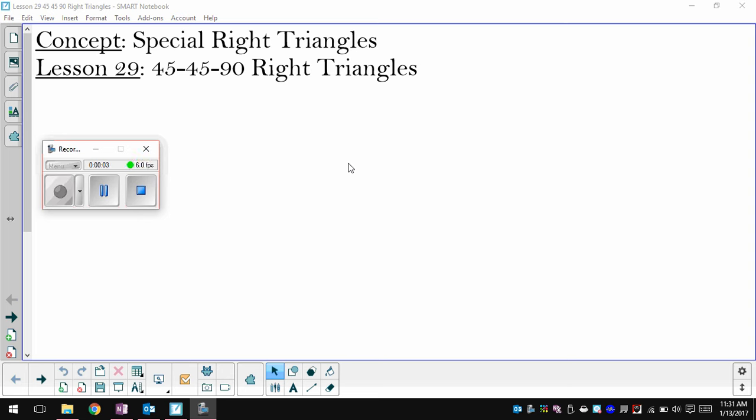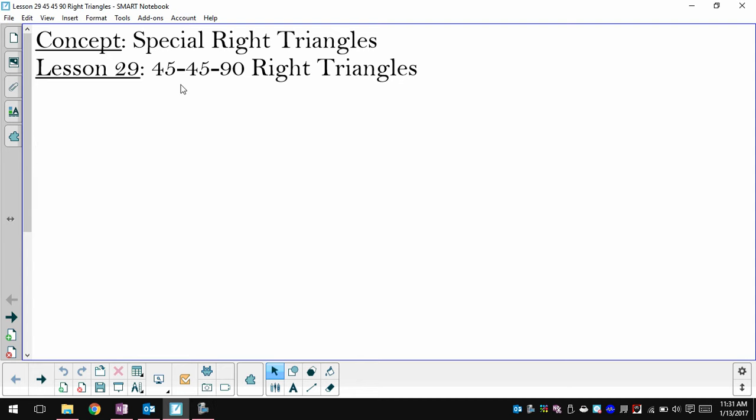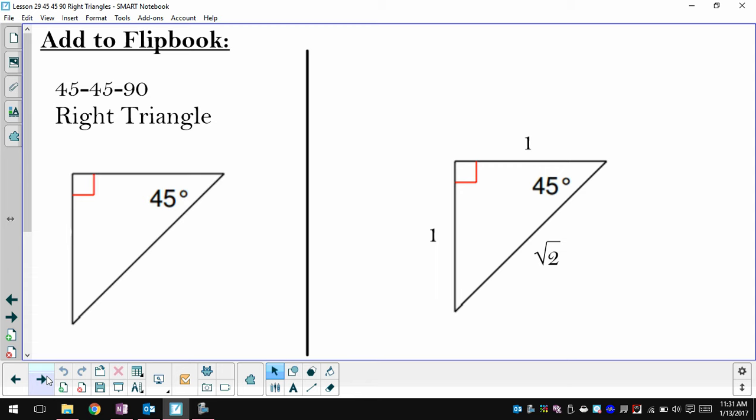Hey, today we're going to talk about some right triangles, specifically about one of the two special right triangles that we need to know, and that is a right triangle that has two 45-degree angles and, of course, one 90-degree angle. So add this to your flip book. The legs and the hypotenuse in a 45, 45, 90 special right triangle have a special relationship.